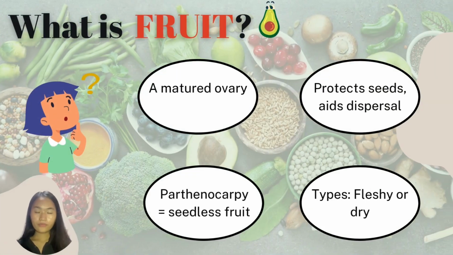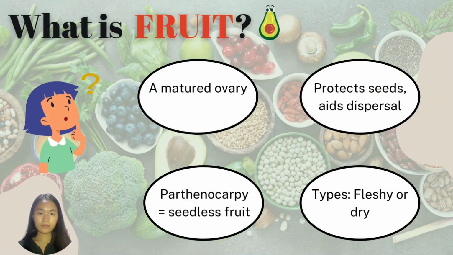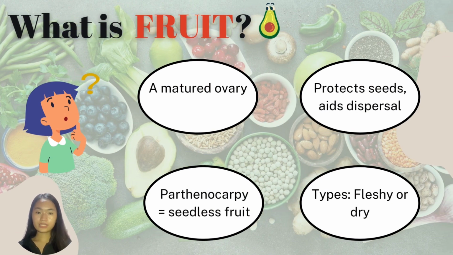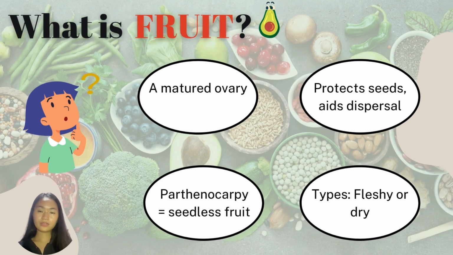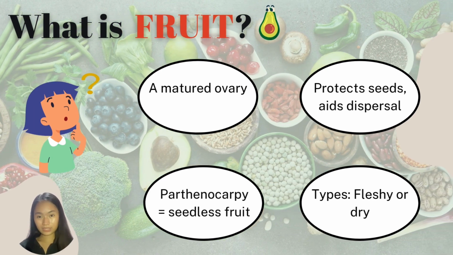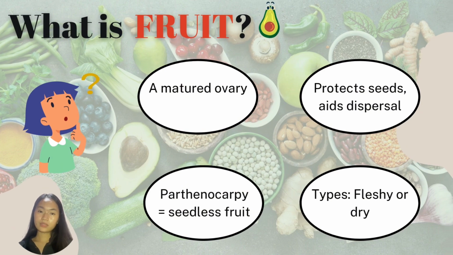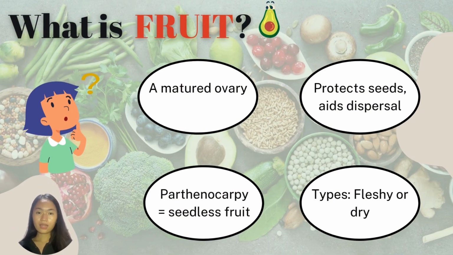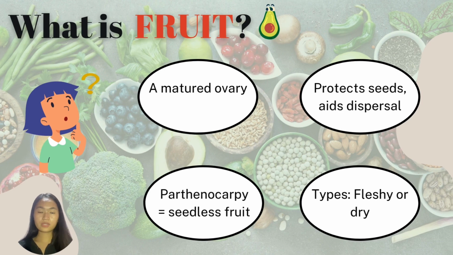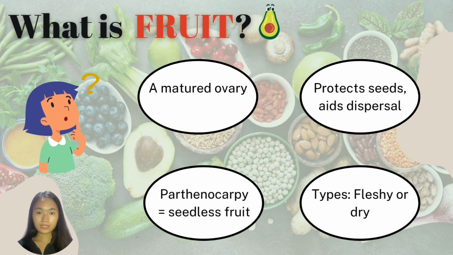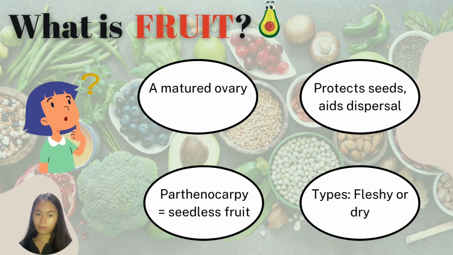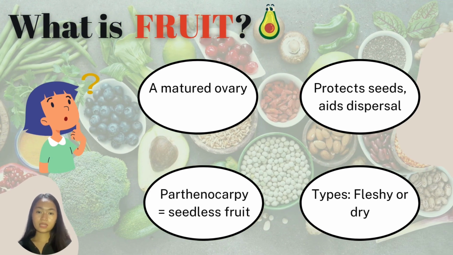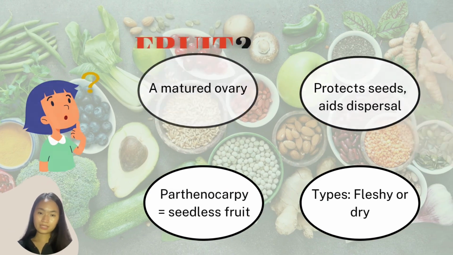So now, what is fruit? So, a fruit is a part of a plant that develops from the ovary after fertilization. So, its main role is to protect the seeds inside and to help in spreading those seeds to new places. So, fruits come in different types. Some are fleshy, like mangoes and apples, while others are dry, like peanuts and beans. So some fruits grow without fertilization, and these are called parthenocarpic fruits. For examples include seedless grapes and seedless watermelons.